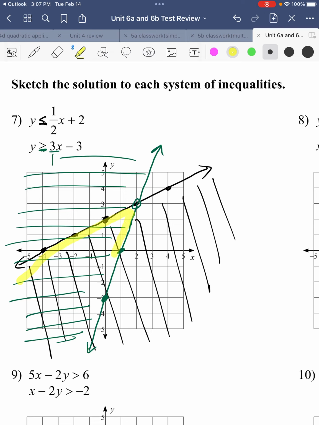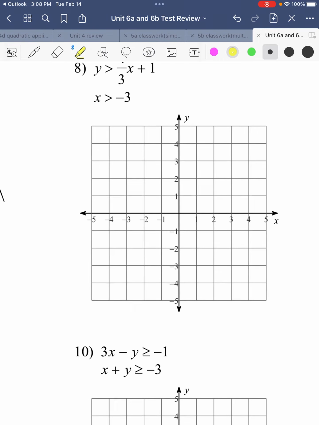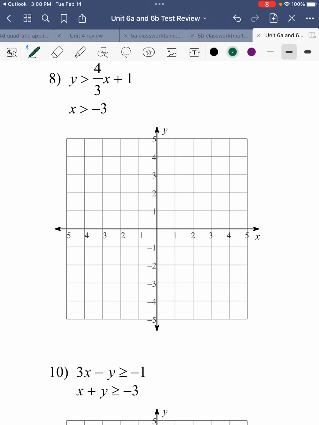And where they overlapped, and including the line because it's equal to, any coordinate in this area is a solution. So any coordinate in this area, including the line, because that's equal to, the boundary of that shaded area, I should say, on the line, is a solution to both inequalities. I don't have the actual answers down below here, so you're going to have to figure that out, or ask me when you get to class before the test.